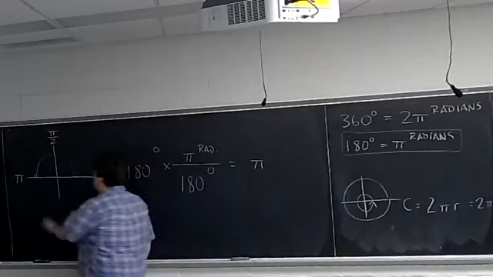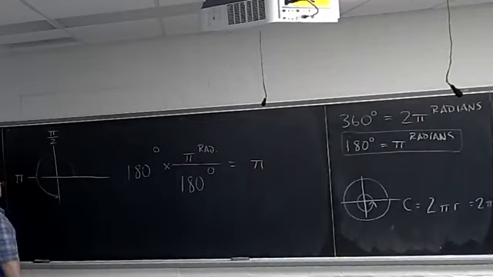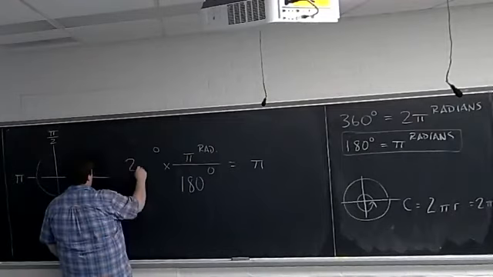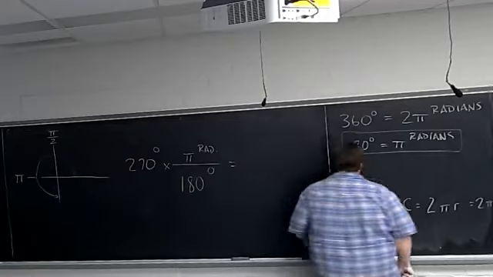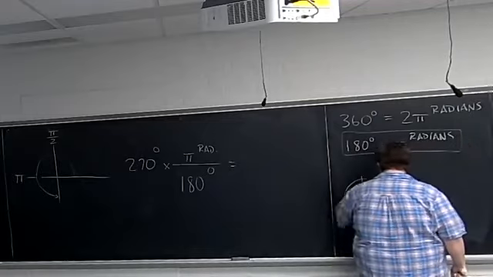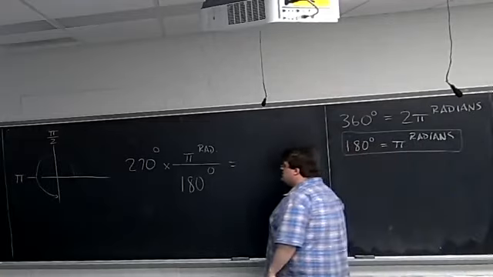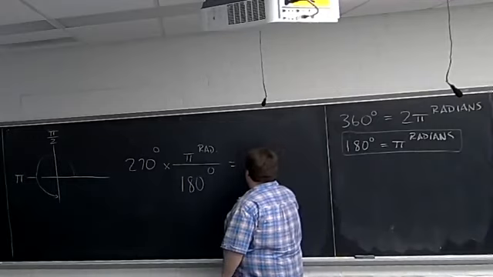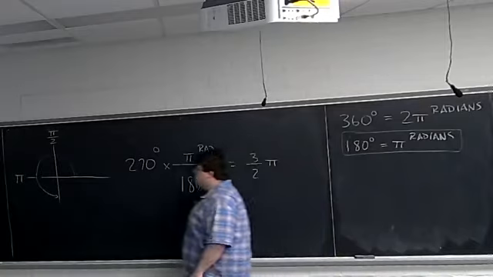What if we went further? What if we went down to here? 3/4 of the way around a circle is 270 degrees. Convert that into radians. 270 divided by 180. Well, 27 over 18. They both have 9, so what is that? 3/2. So 3/2 pi radians down here.